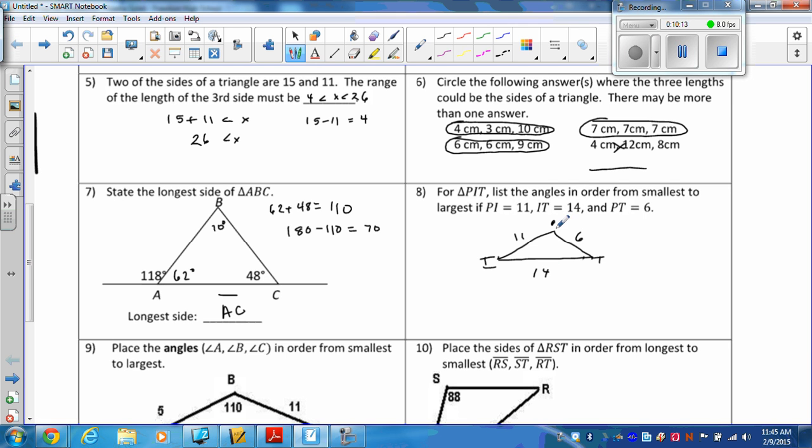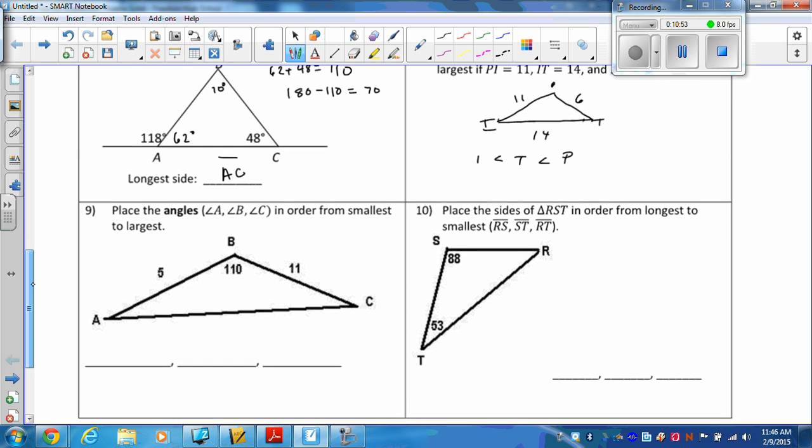So you can see that ordering the angles from smallest to largest, I has to be the smallest, and I is smaller than this one, T, and the biggest one is going to have to be P. So I figured this out because this is the shortest side. The angle opposite that side is I. This is the middle side, and the angle opposite that is T. And this is the longest side, 14, and the angle opposite that is P.